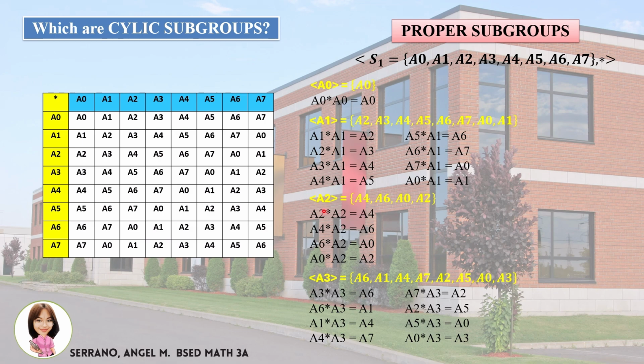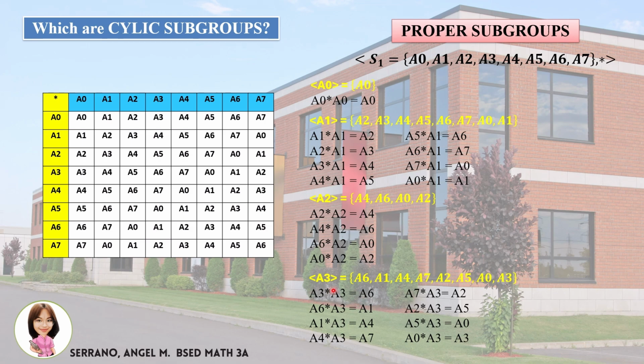Then next we have the elements generated by A2. Very similarly to A0 and A1, we find the resulting elements by repeatedly operating on A2. As we can see, the elements generated by A2 did not generate the entire group of S sub 1. Therefore, it is not a generator of S sub 1.